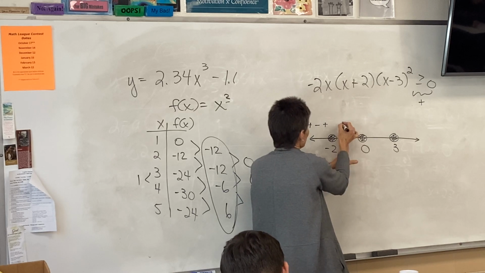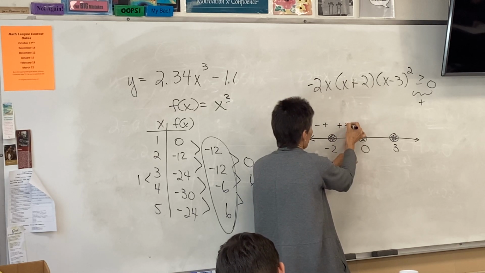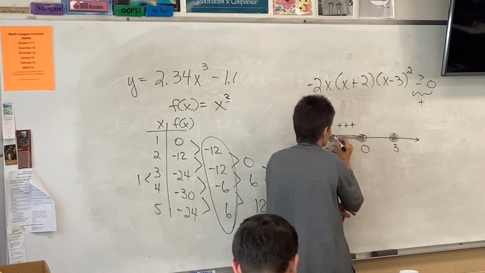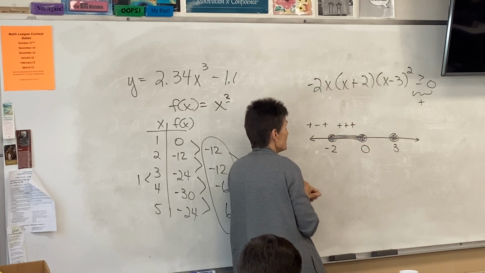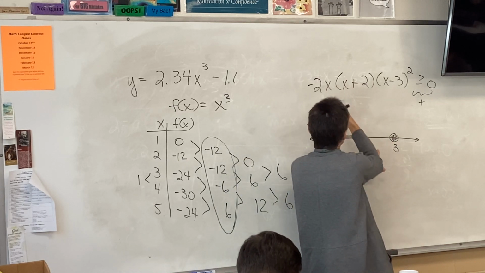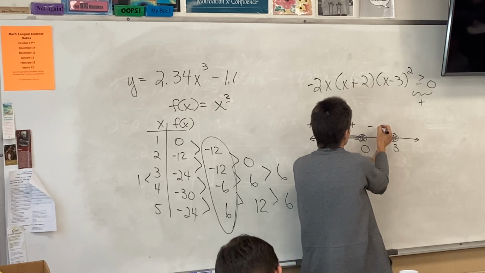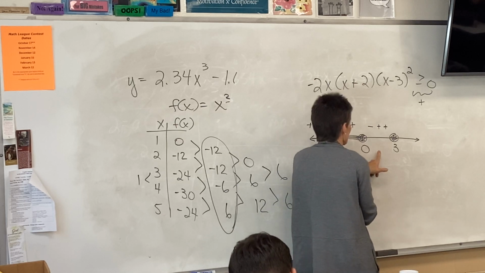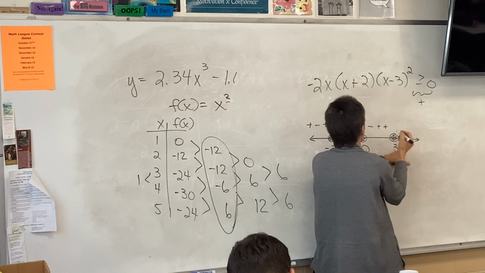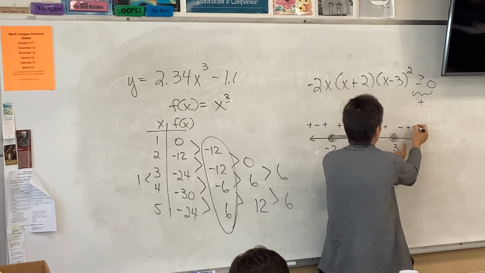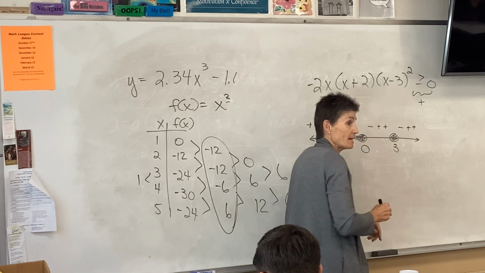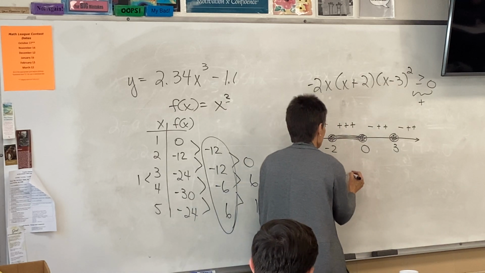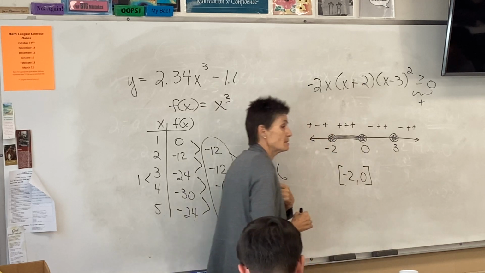So -1 would make that positive, and that positive. Is that good? So I'm gonna shade that in. That counts. Now I'll move over here and maybe plug in 1. So negative, positive, positive. Nope. And then I'll plug in 4. Negative, positive, positive. So in this case, the only thing that actually works is the part between -2 and 0.